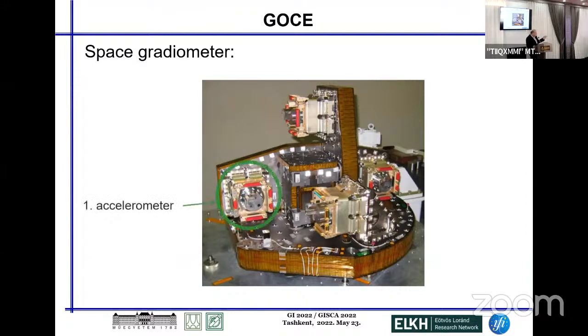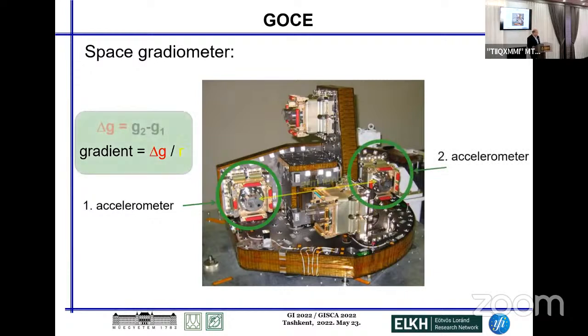what you can see is a space gradiometer. In the case of the space gradiometer, we have two accelerometers separated from each other by a certain distance, which we call the arm length. The two accelerometers observe nearly the same acceleration apart from the spatial separation. It exactly works like the two test masses of the Eötvös torsion balance instrument. And again, the gravity difference, the acceleration difference divided by the distance between them, in this case the arm length, gives us the gradient.